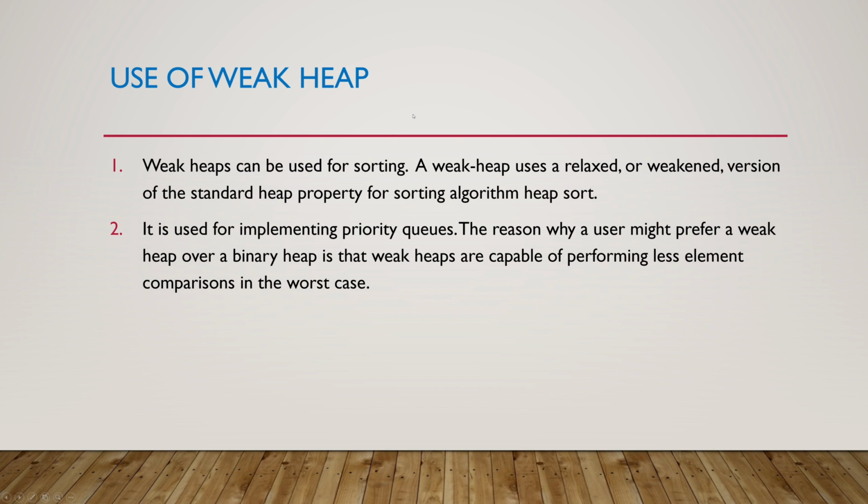Also, just before getting into the example, we'll see the usage of weak heap. Weak heaps can be used for sorting and they are pretty good at it. They are also used for implementing priority queues. With respect to sorting, a weak heap uses a relaxed or weakened version of the standard heap property for the sorting algorithm heap sort. So we already have a sorting algorithm with the help of heap in place. With the use of weak heap, we can do the same.